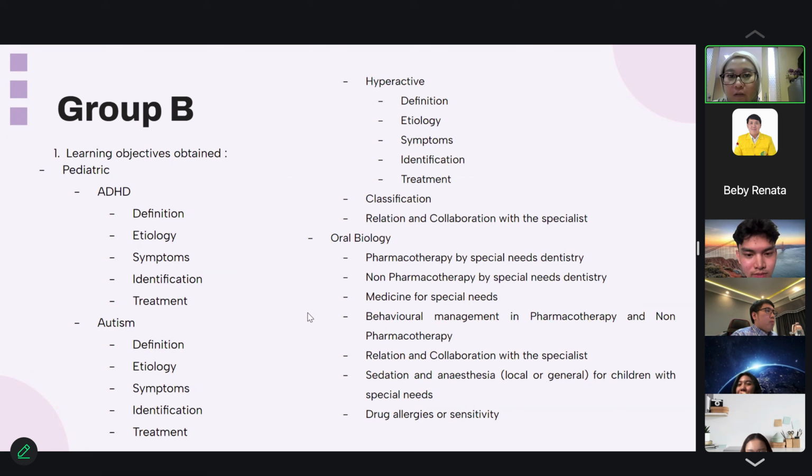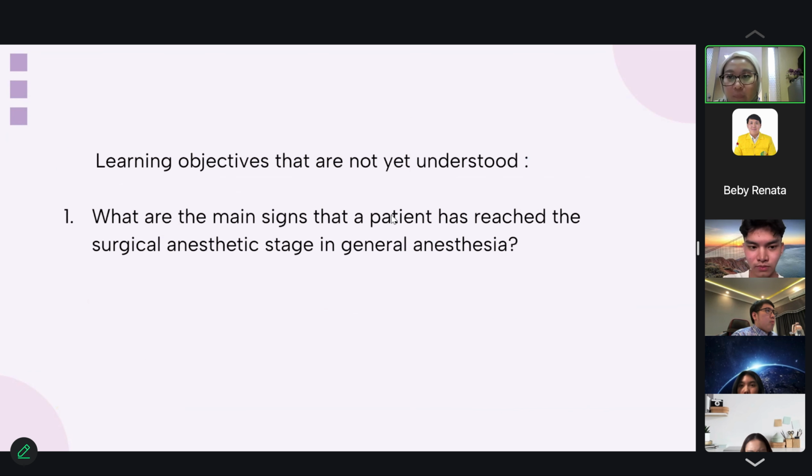So next, group B. Group B, your learning issues were also focused only on ADHD, autism, and hyperactivity. And the unanswered question was about the stages of general anesthesia.